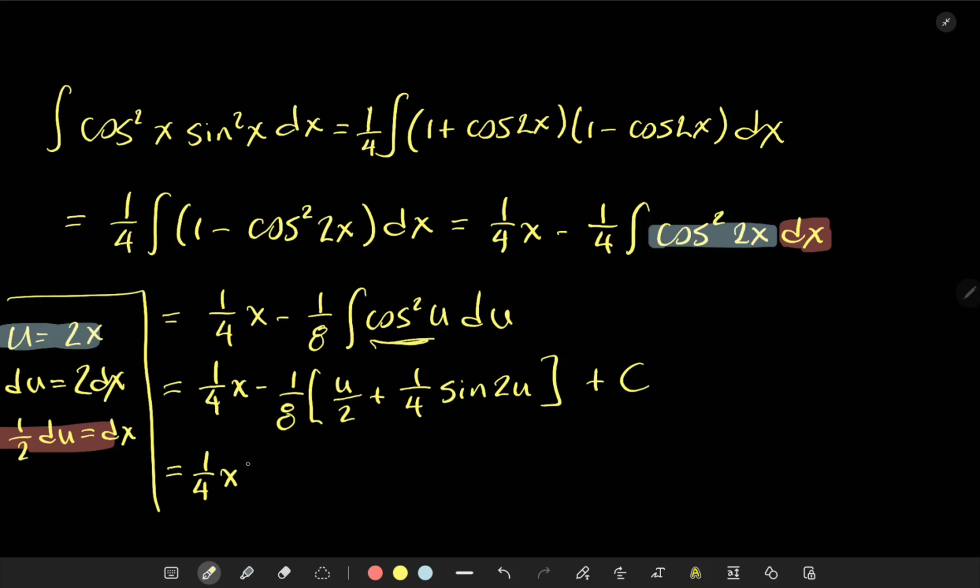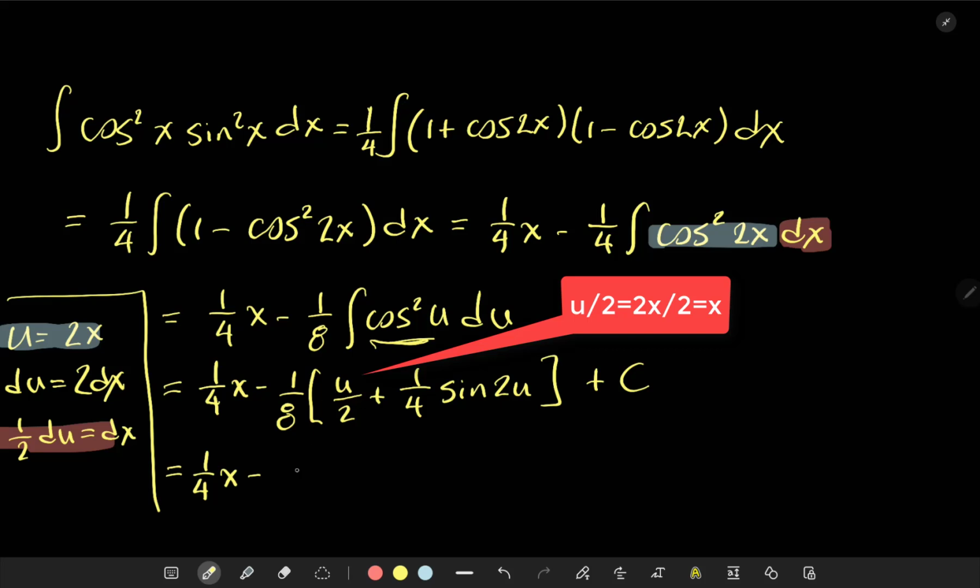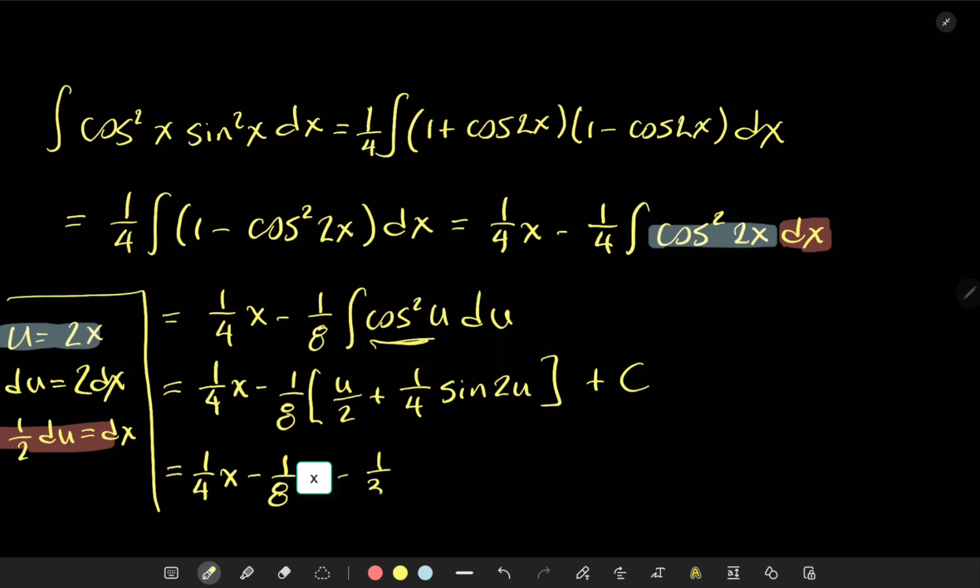And that is going to be minus 1/8. Now this is a 2u, so it's going to be 1/8 of u. And this is going to be minus 1/32 of the sine of 2u, but I can, by the way, I already took back my substitution here, so x, and then instead of sine of 2u, it's going to be sine of 4x plus c.